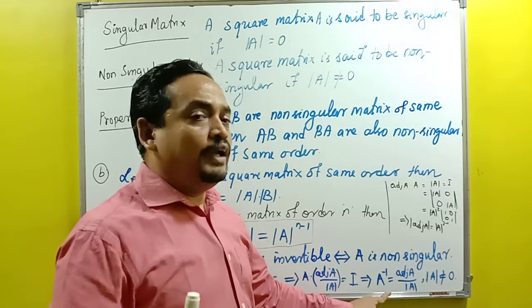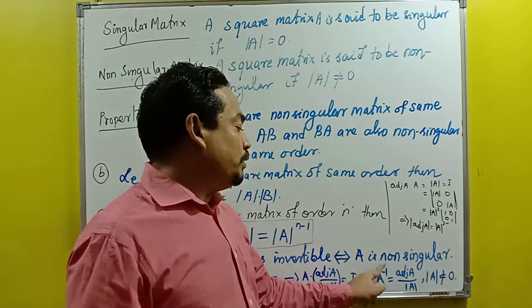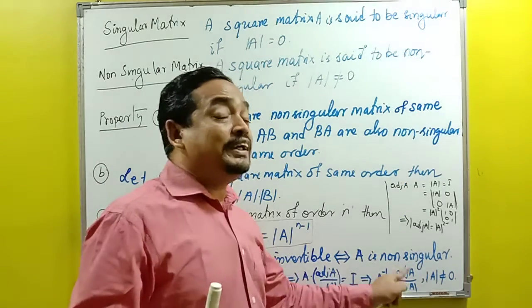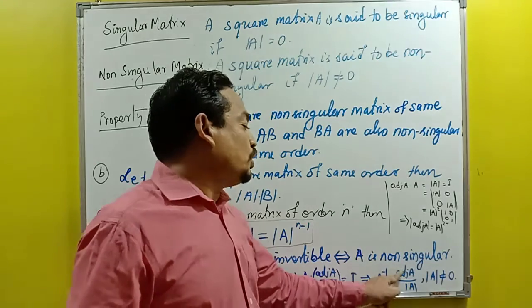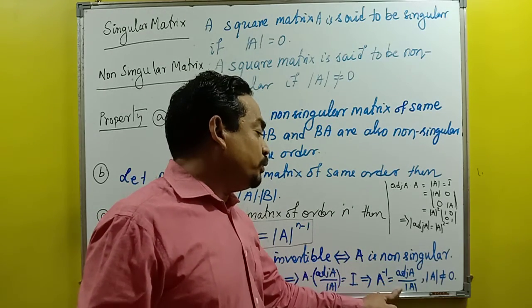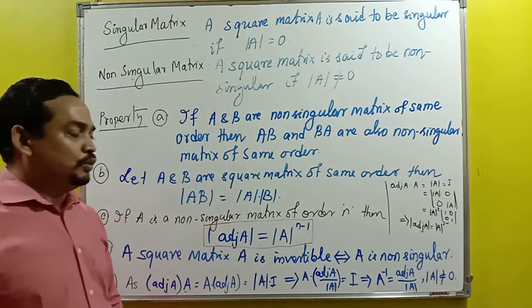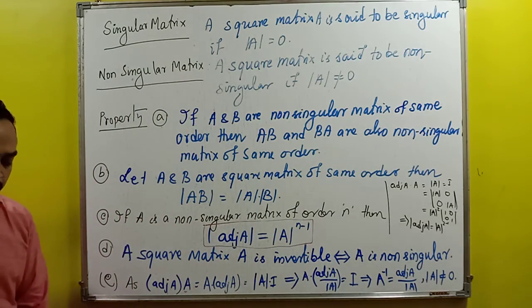Now we will apply this to find A inverse by this method, not by elementary operations. This is known as the matrix method. When it is asked, we will solve by this method: adjoint A upon determinant A, where determinant A is not equal to 0. So I hope you understood this important property, and based on this we will solve inverse of a matrix. Quickly note it down.